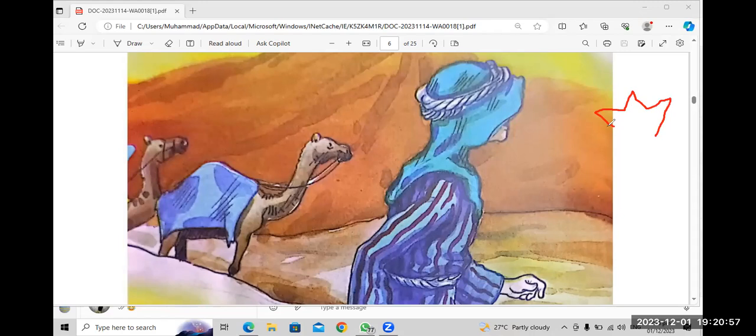Why they have web feet? Frog and duck. Why they have web feet? They help to swim. Yes, they help them to swim.